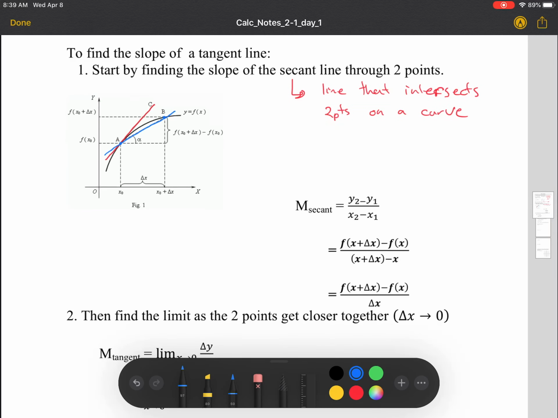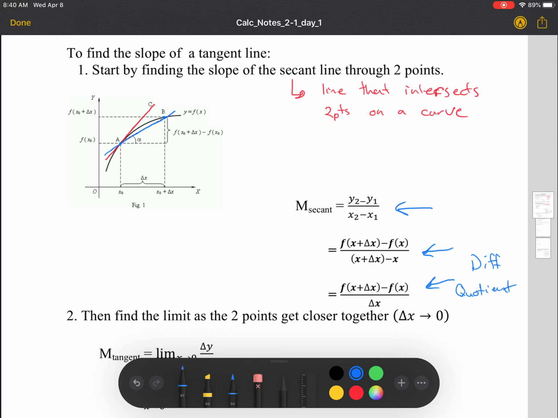This is like what we did yesterday or 2 days ago with the average rate of change. We started out talking about our slope, our secant, between 2 points. Then we talked about how we can plug that into our difference quotient. That's what this ends up being. So that's all we're doing.